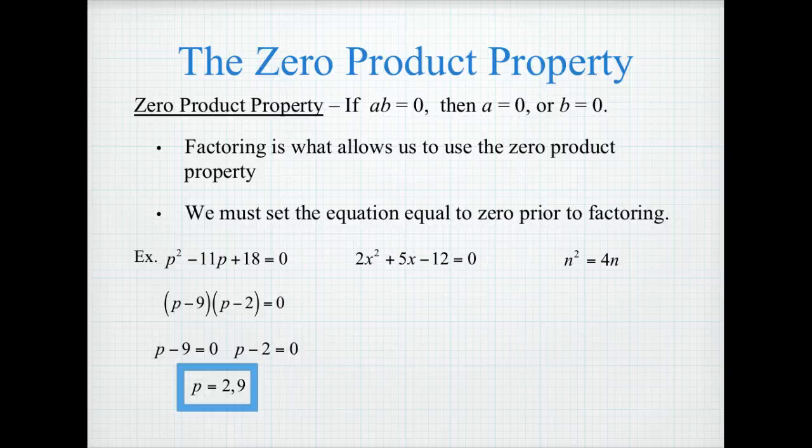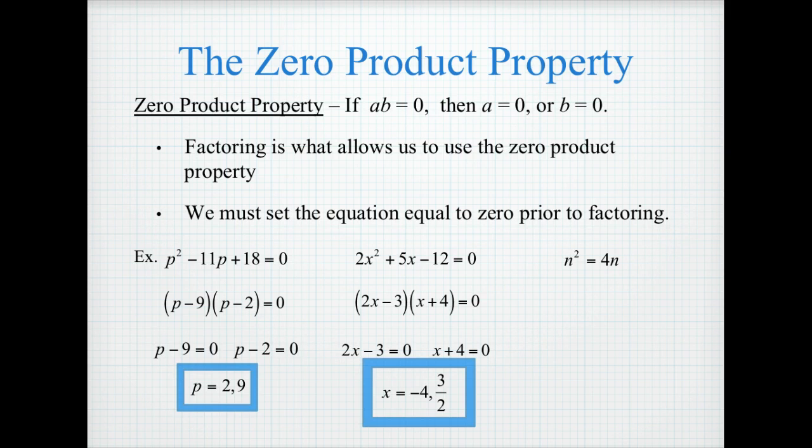When factored, the equation is expressed as the quantity of 2x minus 3 times the quantity of x plus 4 equal to 0. The zero product property then tells us that either 2x minus 3 is equal to 0 or x plus 4 is equal to 0. Solving these two equations gives our solution set of negative 4 and 1.5.